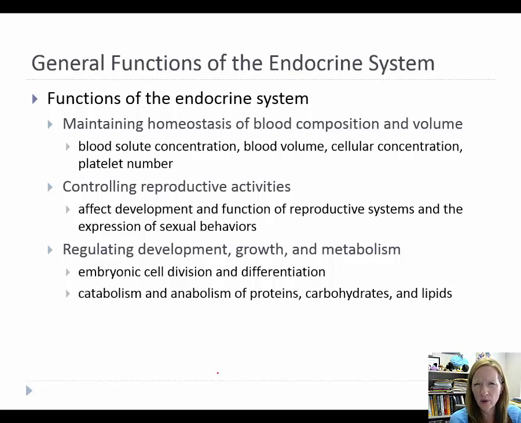We'll talk a little bit more extensively and in depth about thyroid hormones and growth hormones in this chapter because we don't get to them a whole lot in any other chapter. But we will talk a little bit more about embryo, cell division, and differentiation later on in the very last chapter.